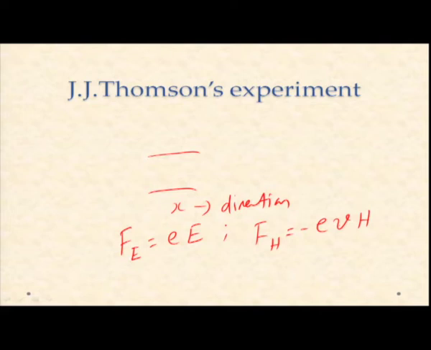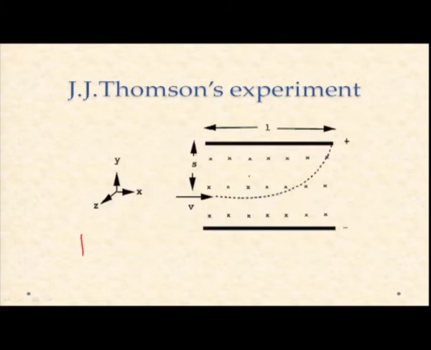If these two forces are the same, then what happens to the electron? That electron will not deviate from its path. So these two forces will be equal and opposite, and the net force Fe plus Fh is equal to 0. Substituting the values of electric force and magnetic force, you get Ee minus eVH is equal to 0.